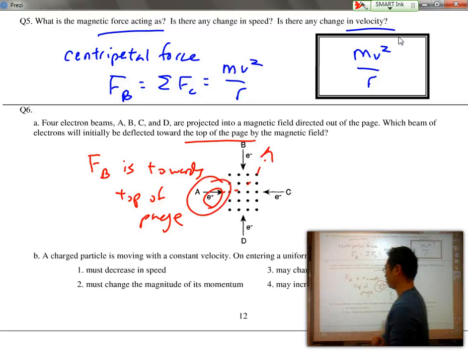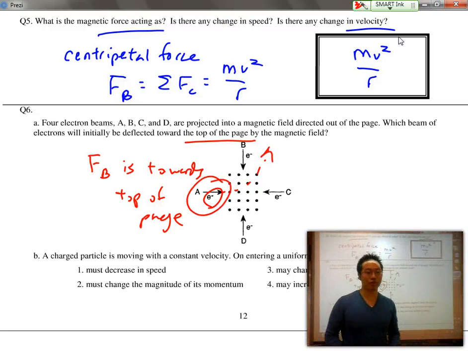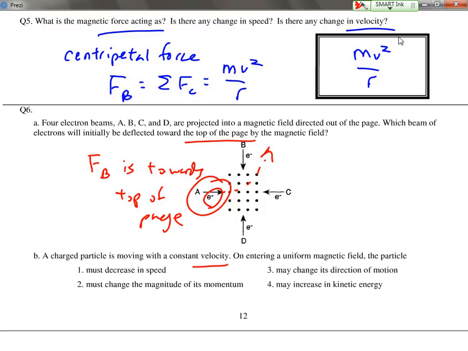The answer is A. A charged particle is moving with a constant velocity. Over here, upon entering a uniform magnetic field, it's going to change its direction of motion. It never changes its speed.